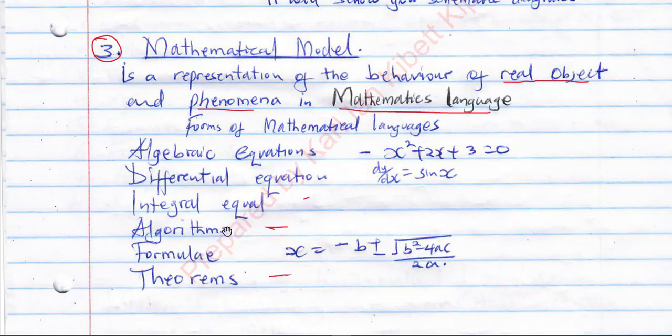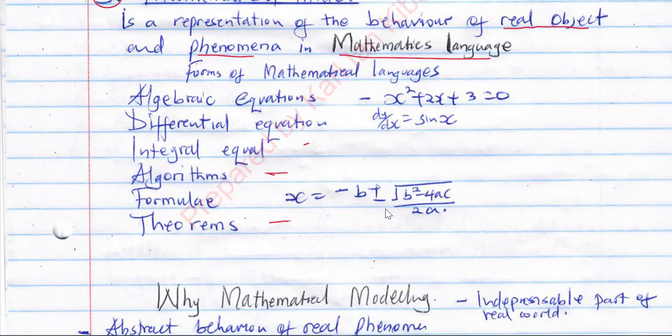All this that you are seeing here is called mathematical modeling. You are representing the behavior of real objects and phenomena in mathematical languages. For example, when you want to find the value of x in an algebraic equation, you have to use a formula, and the formula is x equals negative b plus or minus. So that is how we are trying to present it. We are trying to model the behavior of a happening or phenomenon in a mathematical way. That's what you call mathematical modeling.